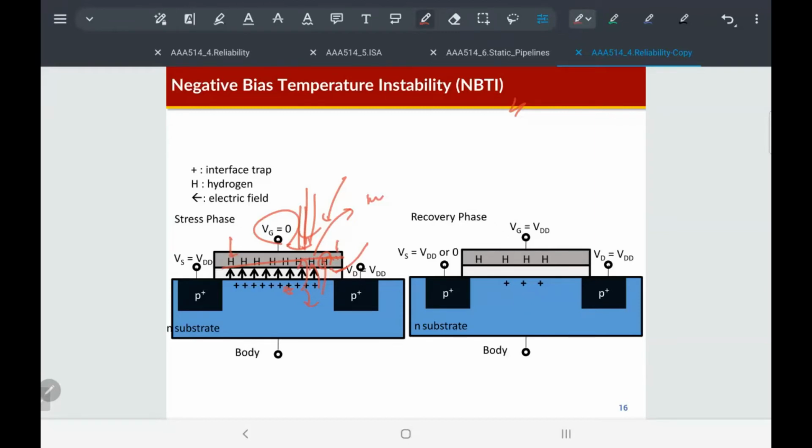And then if this is not recovered, which means the holes are trapped in this layer, the gate voltage is influenced by a higher threshold voltage. That means we need a higher threshold voltage to make this PMOS transistor work. Sometimes this can be recovered, but for this recovery, we need a long time.